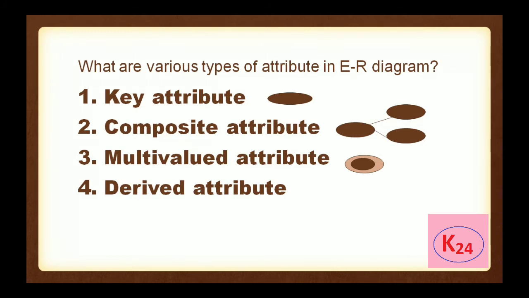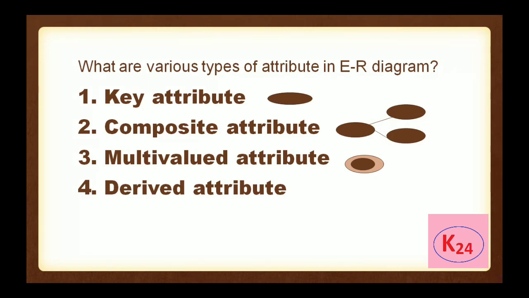Then the next one is the multi-valued attribute, which means it can hold multiple values. For example, a person has multiple phone numbers, so phone number is multi-valued and it is represented by a double oval box. And the last one is the derived attribute, whose value is derived from the other attribute. So it is derived and it is represented by the dashed oval box.